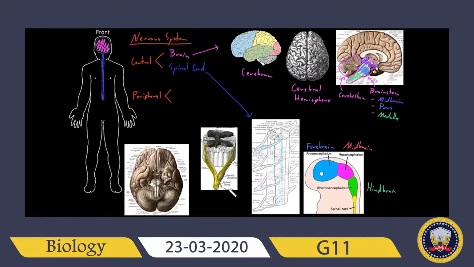The first are called nerves. Let me just underline this nerve right here. These are these long stringy structures that are going to go all over the body.